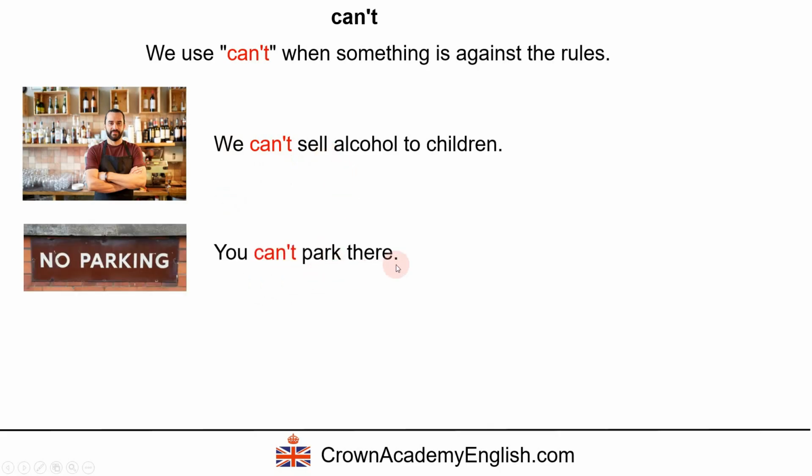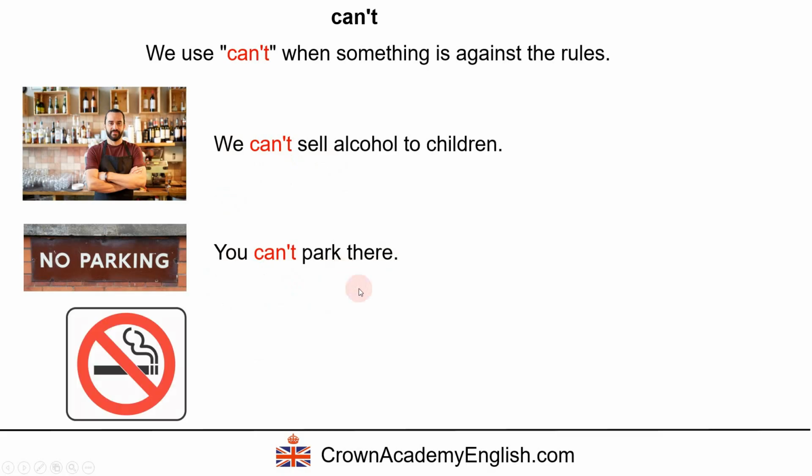You can't park there. Okay, so if you see this sign, it obviously means that you can't park there. Okay, subject, modal, base form of the verb. We can't smoke inside the building. So if you see this sign inside the building, it means that you can't smoke there. Okay, you are not permitted to smoke inside the building. It is not allowed. Okay, subject, modal, base form of the verb.